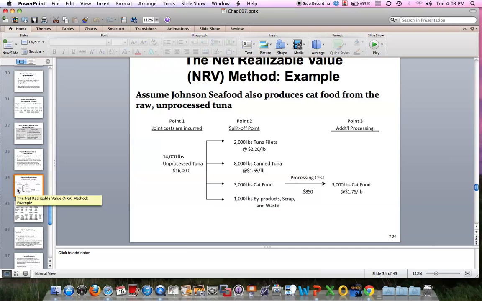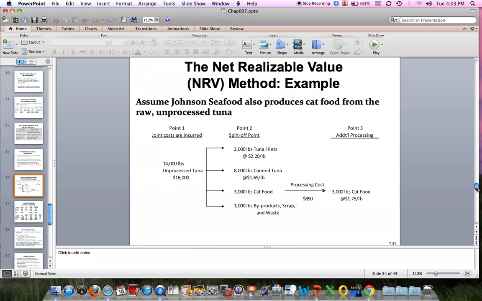And so you can see that on the top of page 244, Exhibit 7.21 is what you see on the screen. In the example they're giving us now, remember that we got 14,000 pounds of tuna, 2,000 becomes fillets, 8,000 becomes canned tuna, but now they're saying of that extra 4,000, 3,000 can be turned into cat food. It's maybe not fit for human consumption, but we can turn it into cat food. And then we still have 1,000 pounds left over, that's just scrap or waste or byproducts that'll just be disposed of.